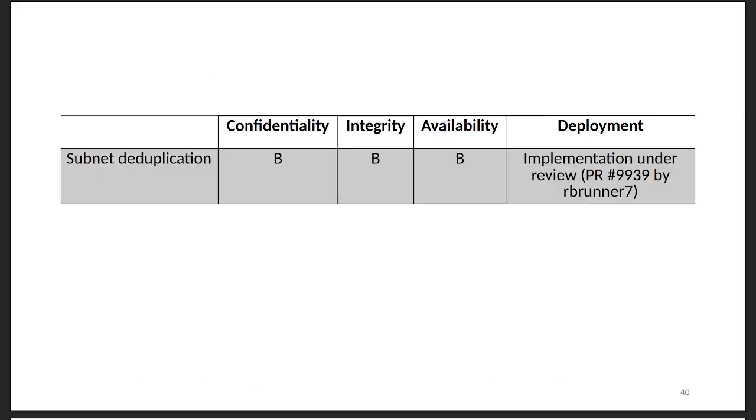Subnet deduplication gets a B for confidentiality. It significantly reduces the chances of connecting to spy nodes. It has a B for integrity because it is unlikely to cause network splits. Its availability has a grade of B. There will be a modest increase in connection load on honest reachable nodes because connections shift away from spy nodes. On deployment, a code implementation has been written by arbrunner7. It is currently being reviewed for approval.